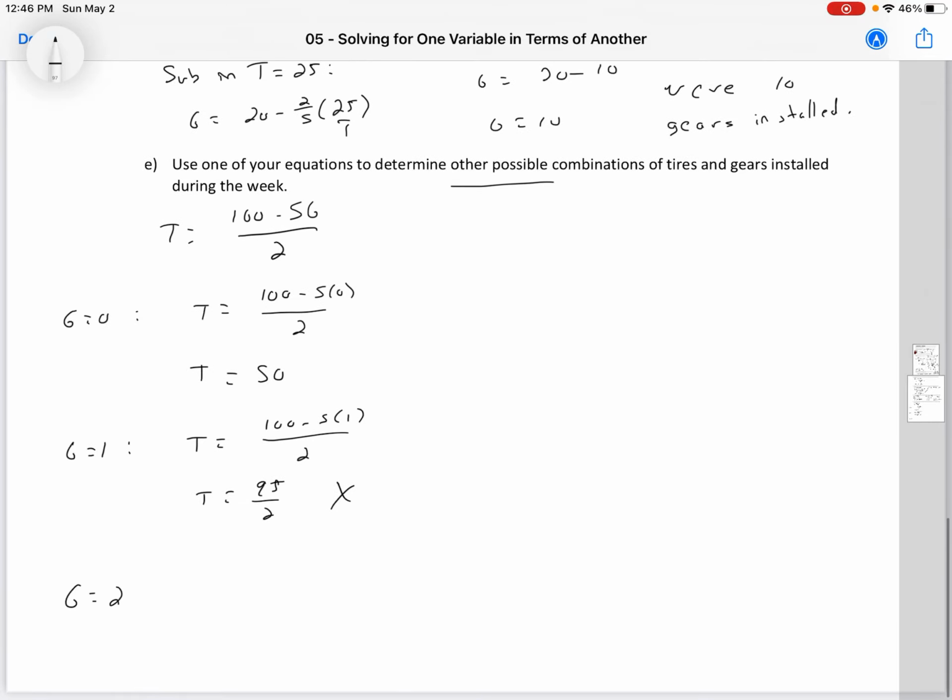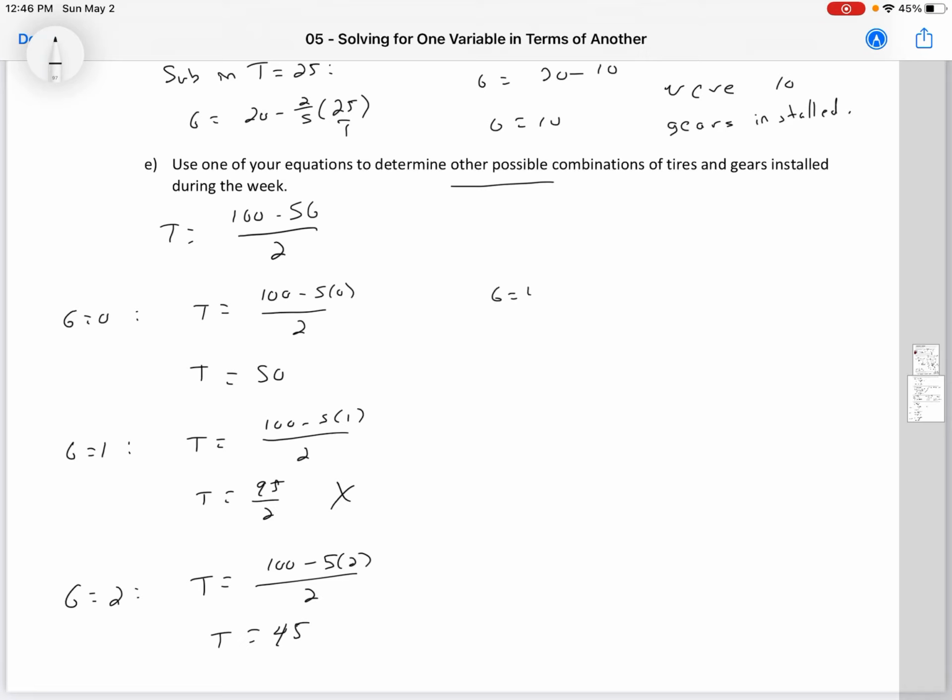You go, okay, well, how about g equals 2? T equals 100 minus 5 times 2 over 2. And I get, on the top, 90. Divided by 2, I get 45. And you could just keep going. It's other possible combinations. We sort of suspect that 3 wouldn't work. You can try it out, but you wouldn't get an answer there.